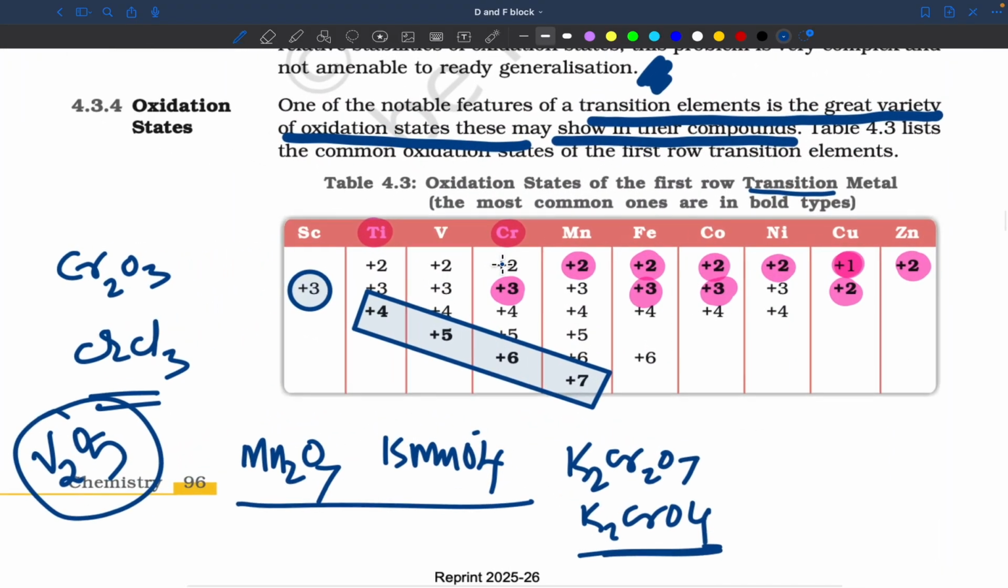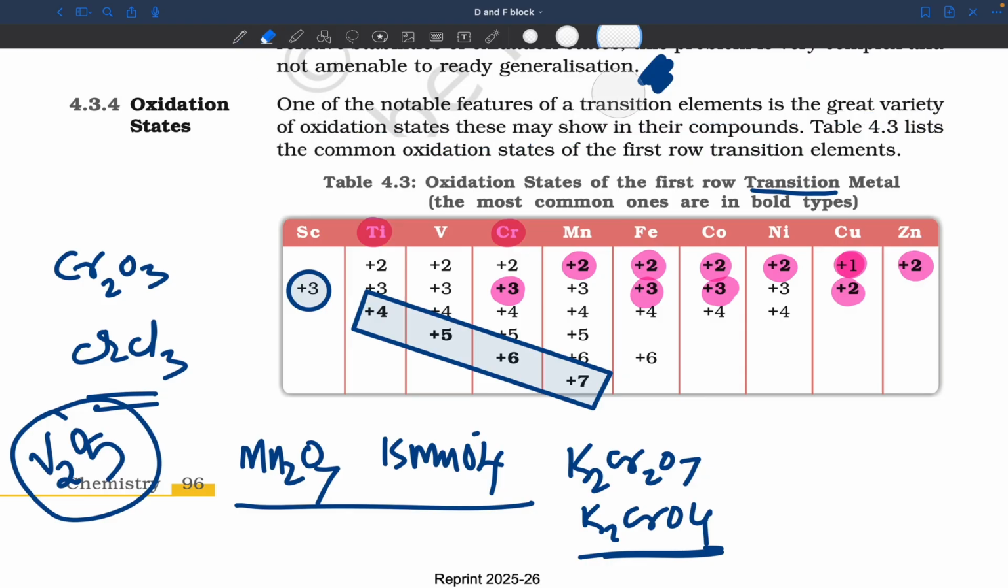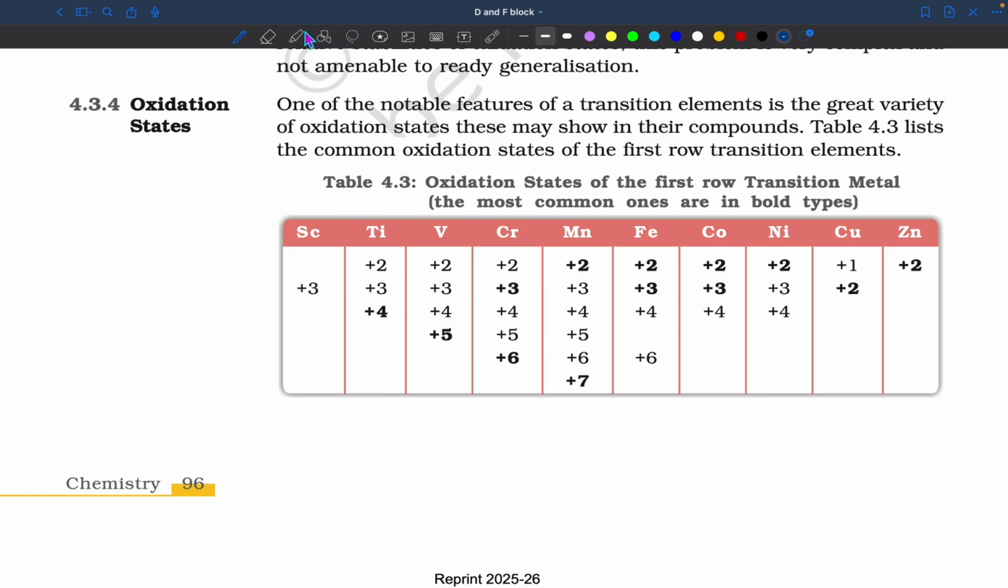Look here at the oxidation numbers. So the oxidation numbers table is given here. You have scandium, titanium, vanadium, chromium, manganese, iron, cobalt, nickel, copper and zinc. Look, scandium has only the +3 oxidation number stable. Titanium has +4 stable. Vanadium has +5 stable. Chromium has +6 as well as +3. Manganese has +7 and +2.